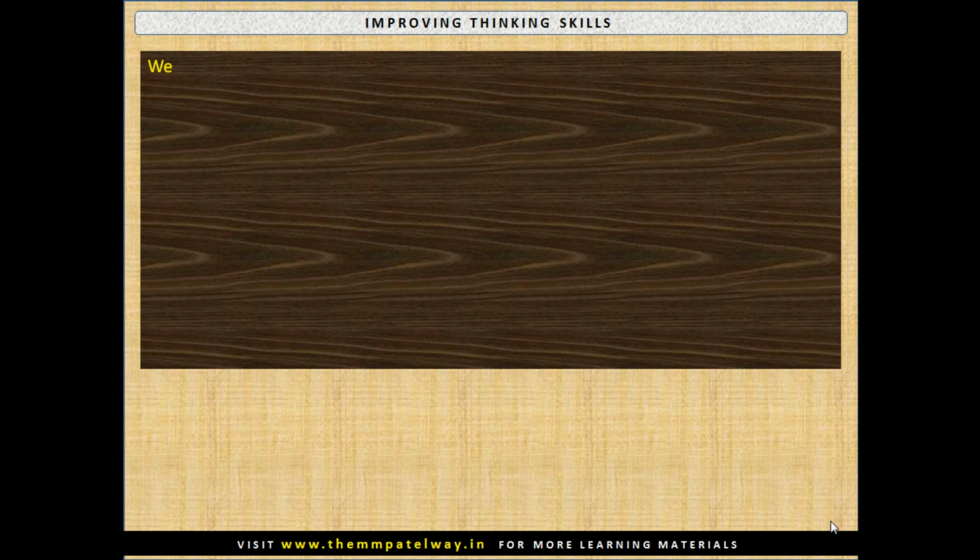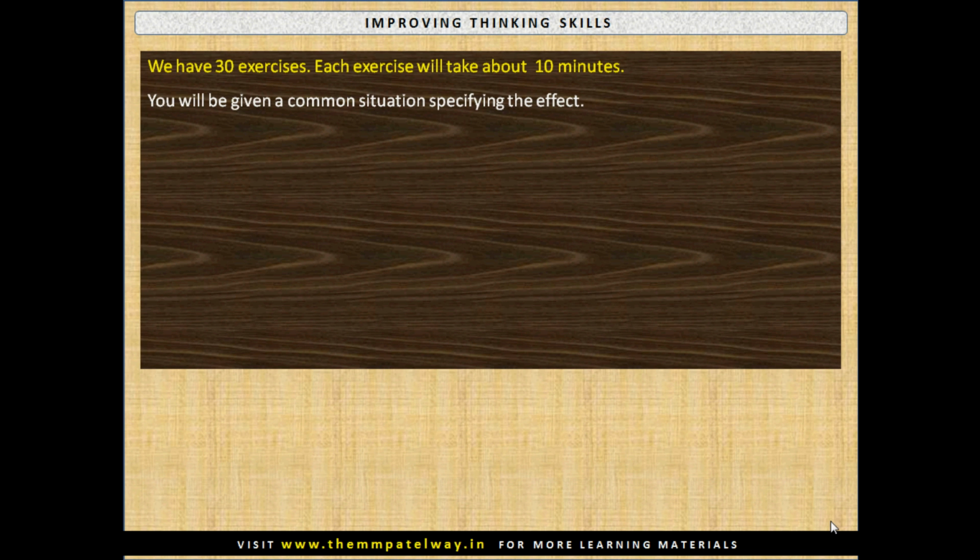In this part, we have 30 exercises. Each exercise will take about 10 minutes. You will be given a common situation specifying the effect. You are required to write possible causes using fishbone diagram.